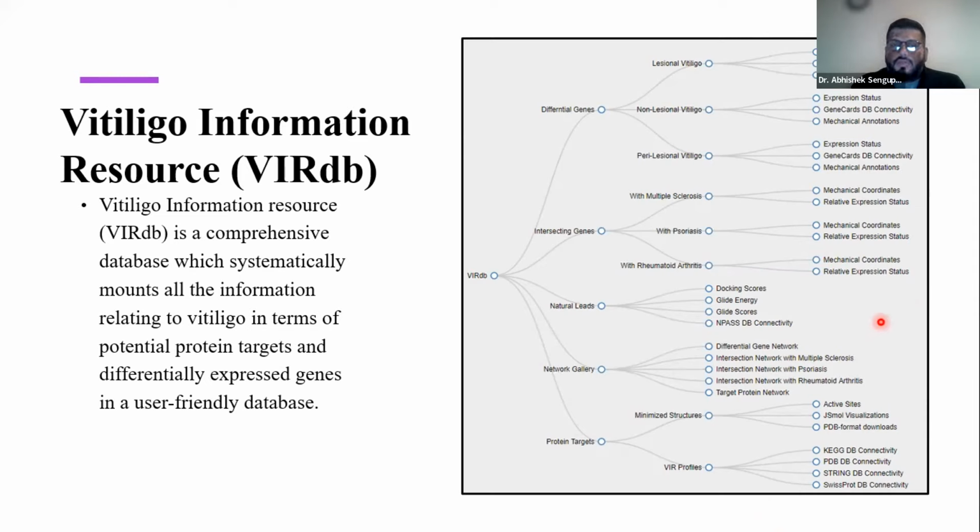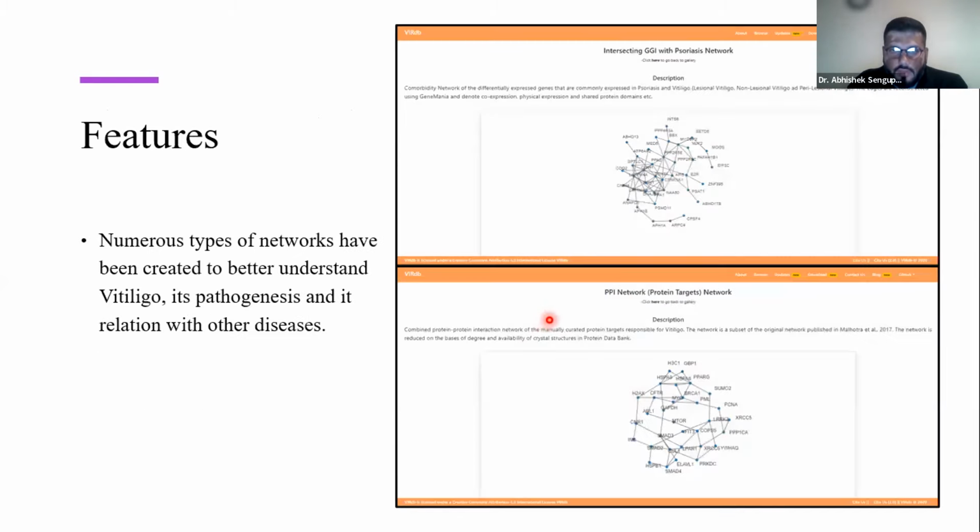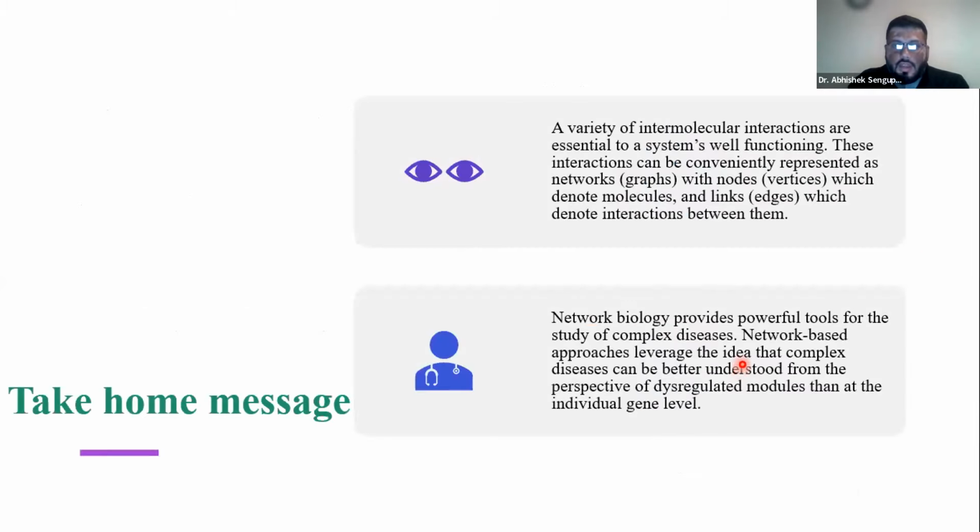I would like all of you to visit that website, www.vitiligoinfores.com. You can get to know our database more, and we have more such network-based analysis, and also some drug target identification analysis, and we have published them in PRJ and F1000 Research recently. These are some of the features like PPI networks and GGI networks, that is gene-gene interaction networks, protein-protein interaction networks, etc.